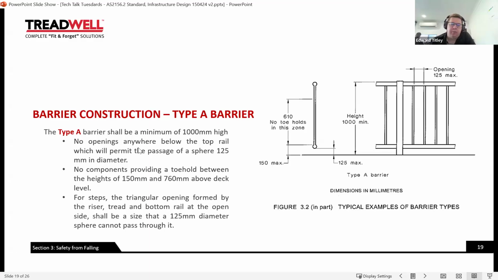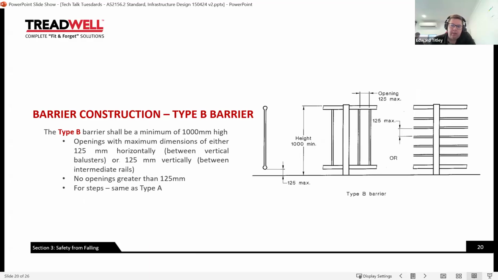Once again, our 125 mm diameter sphere can't pass through it. And the other aspect is that our minimum height is 1,000 mil. I'll mention here it's not included as part of this standard AS 2156, but I'll draw everyone's attention to the need sometimes for structures to be bike safe. Now, typically a bike safe barrier needs to be about the 1,400 mil height. So I'll just note that there's a few other aspects to it as well, which we can cover in a separate webinar. However, just draw your attention to that height matter.